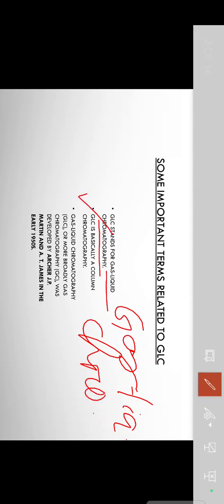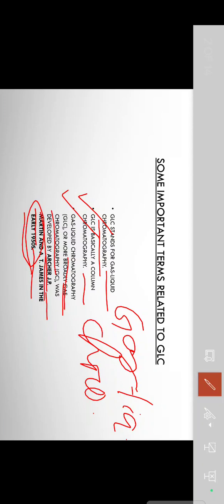GLC is basically a column chromatography, so you can say that GLC is the successor of column chromatography. Gas liquid chromatography, that is GLC, or broadly gas chromatography, that is GC, was developed by Archer J.P. Martin and A.T. James in the early 1950s. You have to remember those scientists' names: Archer J.P. Martin and A.T. James, in the early 1950s.